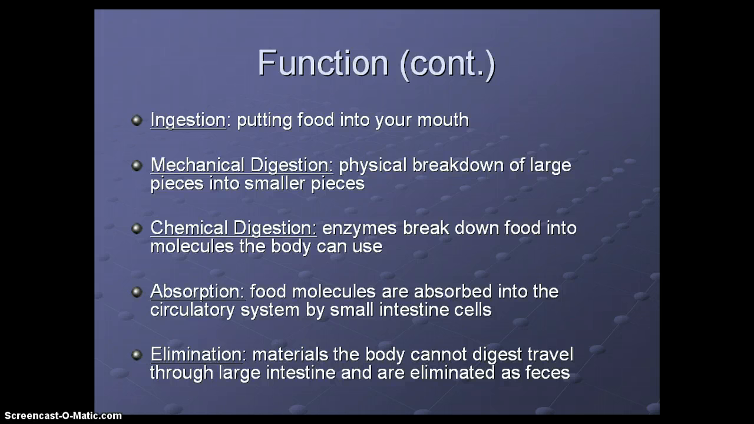which is our next term, absorption, which is food molecules can be absorbed into the circulatory system by small intestine cells. And finally, elimination. Materials that the body cannot digest travel through the large intestine and are eliminated as feces. That is poop. So you have ingestion, the two forms of digestion, mechanical and chemical, absorption, and elimination.